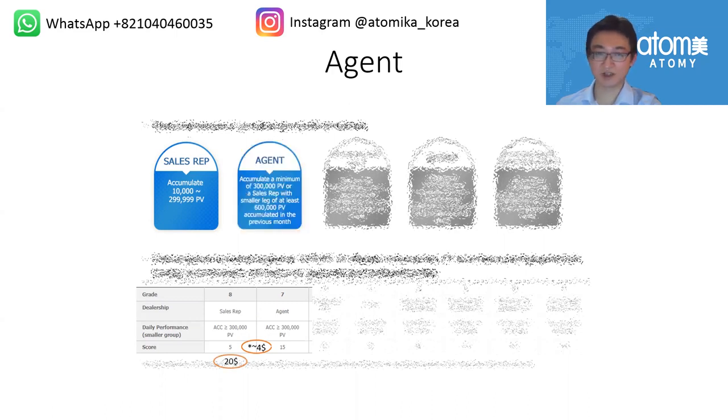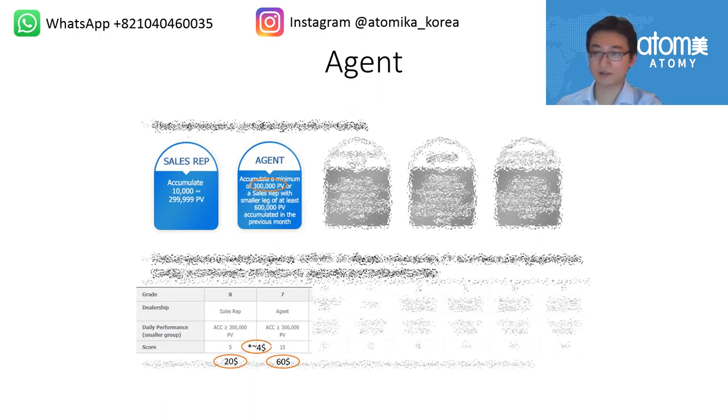And another level of distribution is agent. And in order to become an agent, you can either achieve 300,000 personal PV. So when you accumulate 300,000 personal PV, you become an agent.